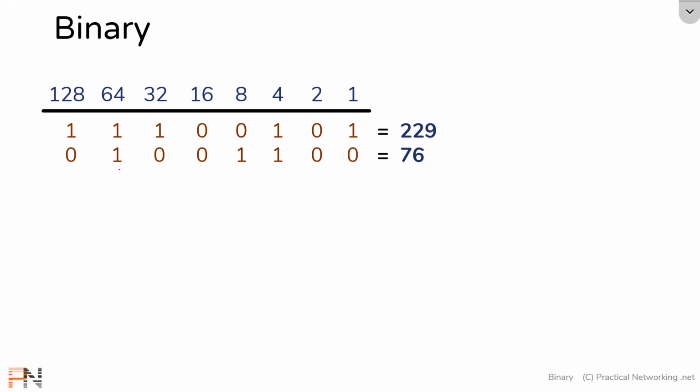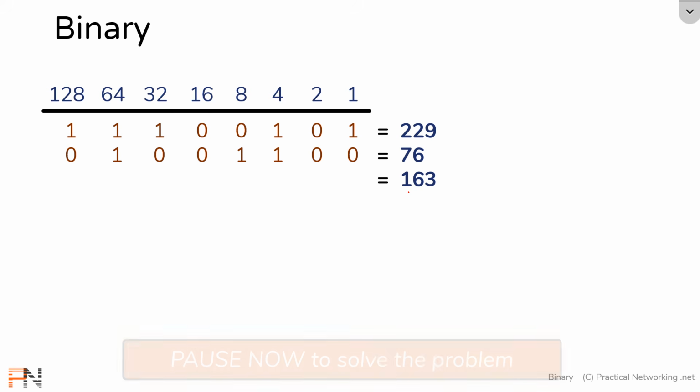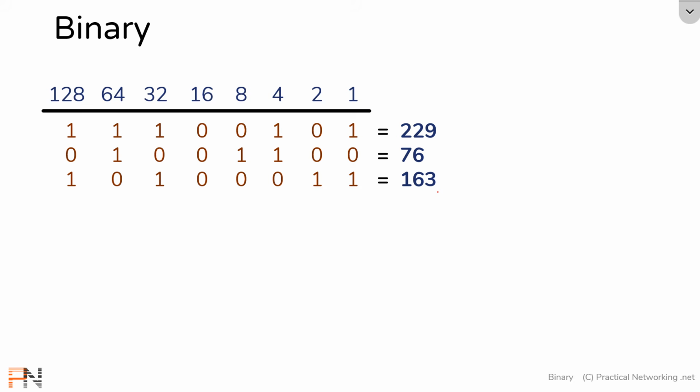Now that you've seen the process in action twice, go ahead and see if you can figure it out for this one. Go ahead and convert this decimal value into its binary counterpart. Pause the video, and I'll give you the answer in 3 seconds. Hopefully, you're able to deduce that the decimal value 163 equates out to the binary value of 10100011.